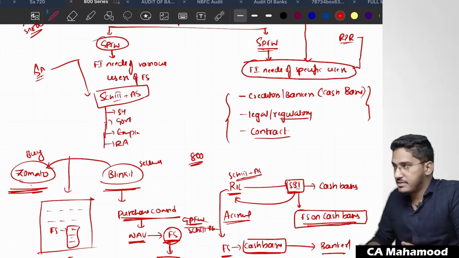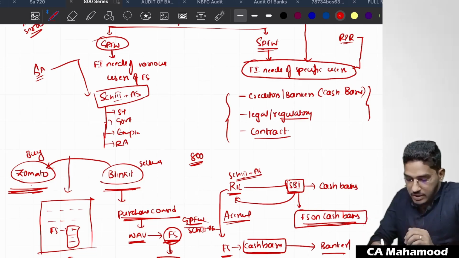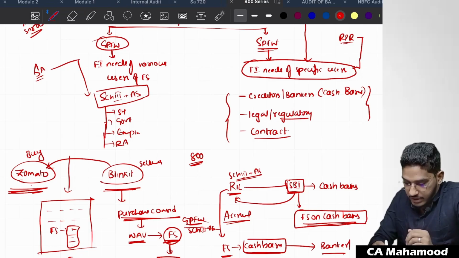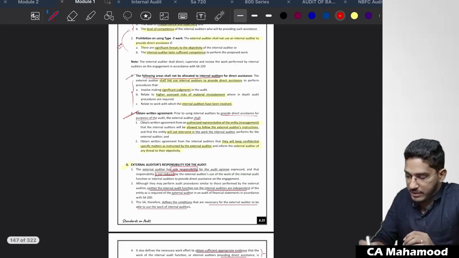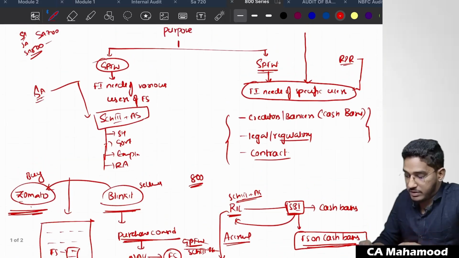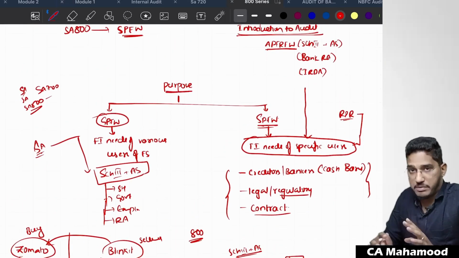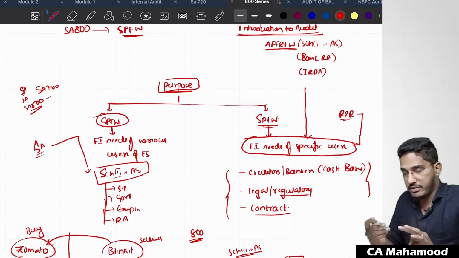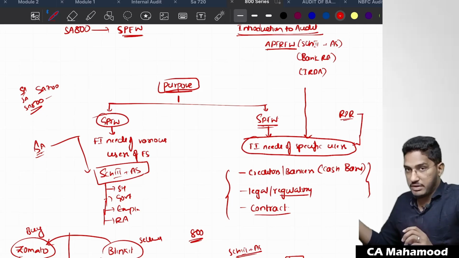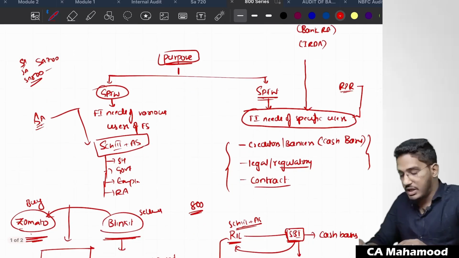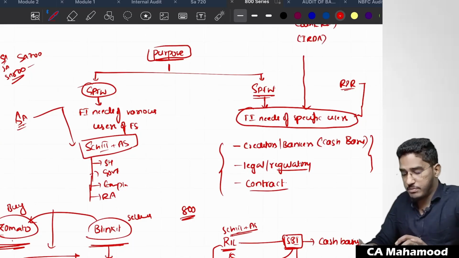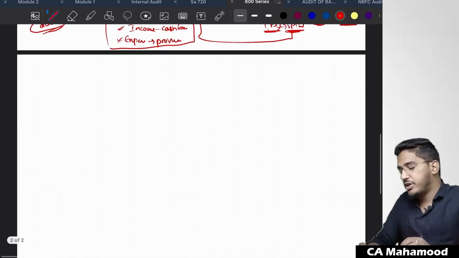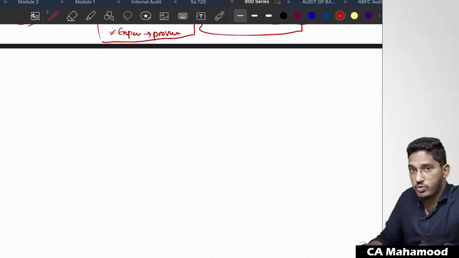Right, so this is what the entire standard is going to talk about. So if you come to the standard here, see, before I proceed further, I want to remind you one more thing. If you remember, this is the division of the frameworks on the basis of purpose. On the basis of the purpose, frameworks are divided into general purpose framework and special purpose framework. General purpose framework refers to such a framework which fulfills financial information needs of various users, whereas special purpose framework refers to those frameworks which fulfill financial information needs of specific users. One more thing I want to remind you, as we all know, the frameworks are once again divided into two categories.